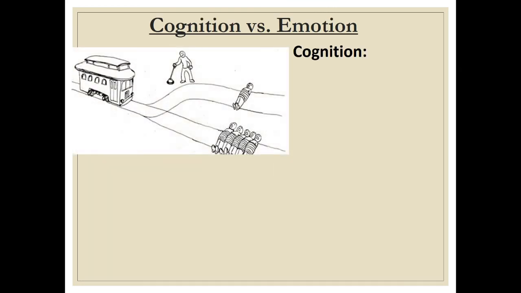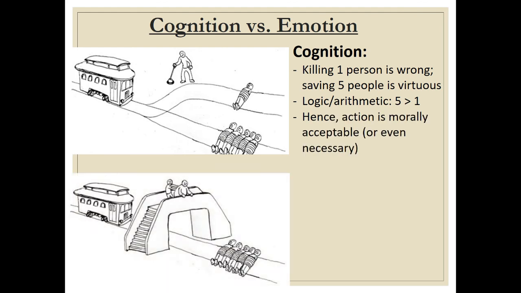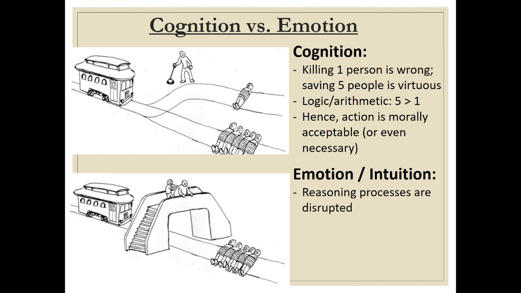So here's the trolley dilemma one. Here we rely more on cognition. We just weigh up the numbers, 5 versus 1, right? 5 is more than 1, hence the action is morally acceptable. But in this scenario, we have emotion, intuition kicking into gear. Our reasoning processes are arguably disrupted by a lot of this sudden rush of emotion.